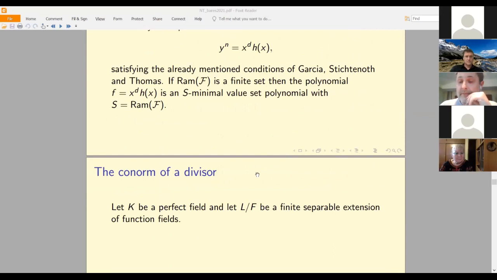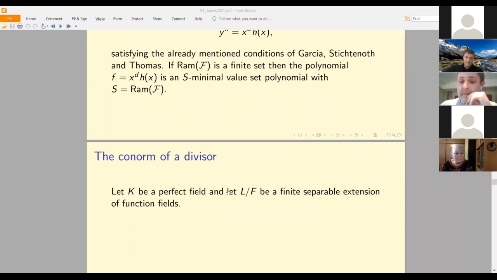Another connection between the ramification set and towers comes from the concept of conorm of a divisor. So here I'm going to give something similar to what happened in the number field case, where recall that in the ambiguous class number formula, in the numerator appears the quantity p raised to the cardinality of the ramification set. So here we will prove something similar.